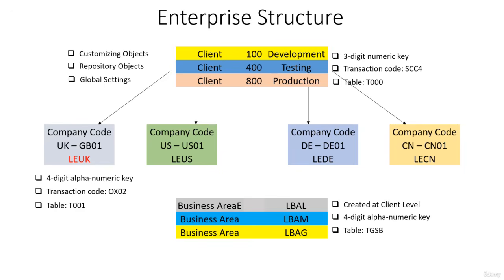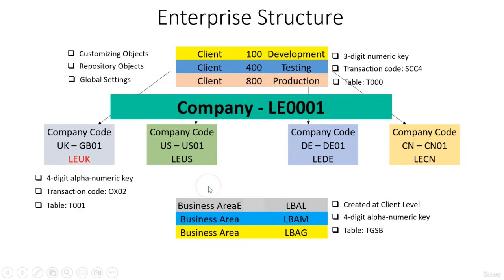In this lecture, we will create a company, as the business requirement is that the intercompany sales transaction takes place between UK and US company codes. So in order to fulfill that requirement in the SAP system, we have to create a company, and then we have to assign the company codes to the company.